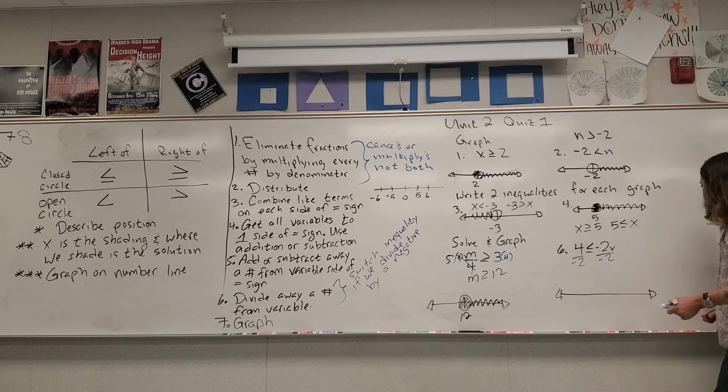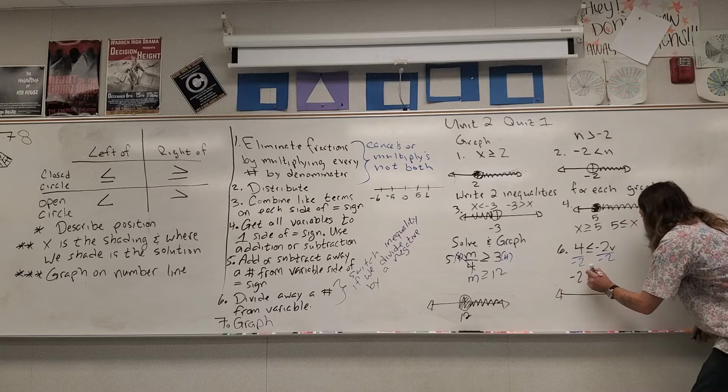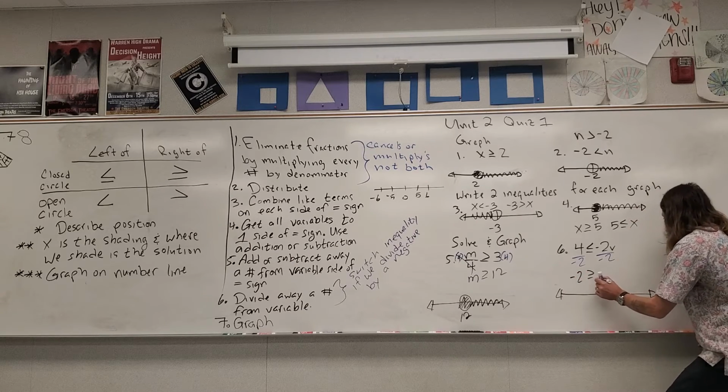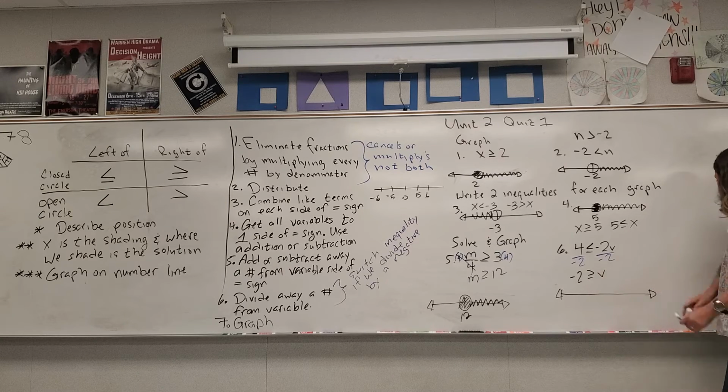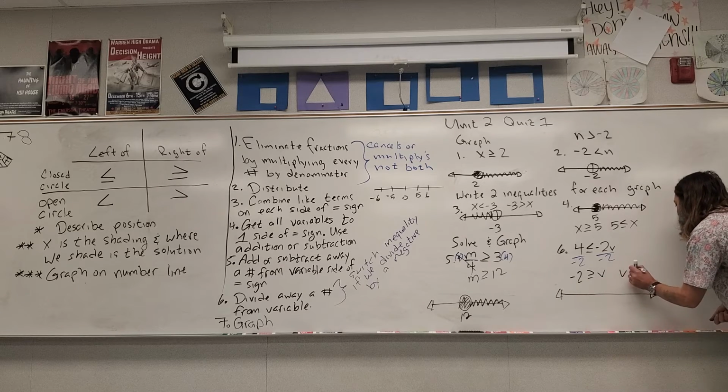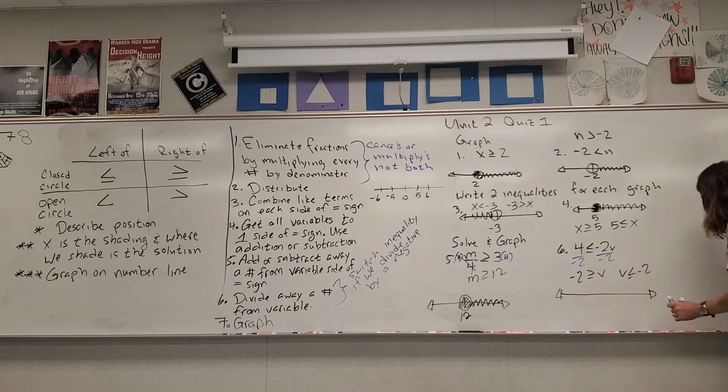So that means that -2, and I have to switch this because I divided by a negative, is on the right of v. Now, I don't like to graph if I start with a number. I like to reverse it. So if -2 is right of v, that means that v is left of -2.